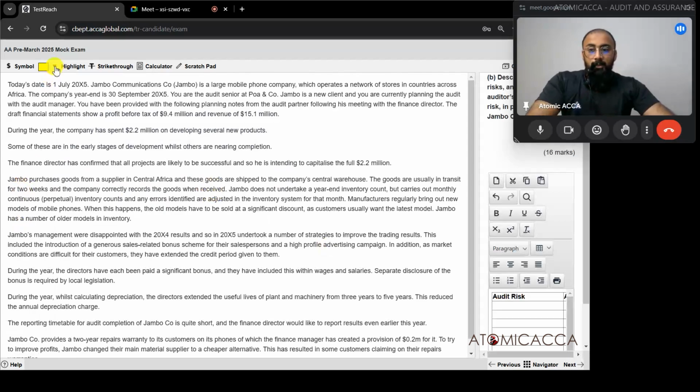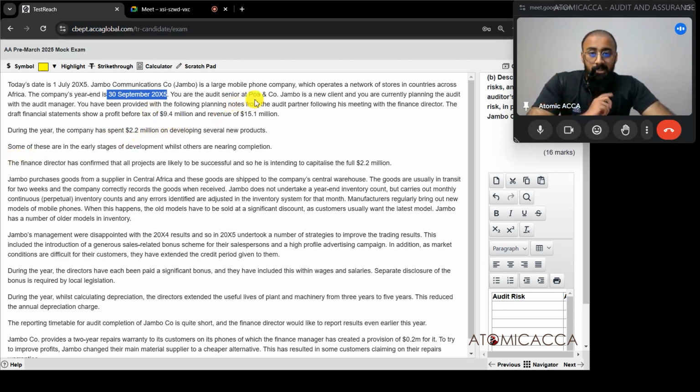Today's date is 1st July 20X5. Jambo Communication Company is a large mobile phone company which operates a network of stores in countries across Africa. Company's year end is 30th September X5. So 1st July X5, 30th September X5. That's why it's told audit risk is at the planning stage. So year end is still to come.